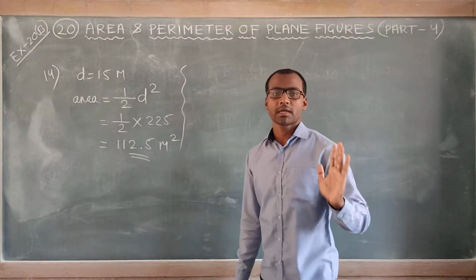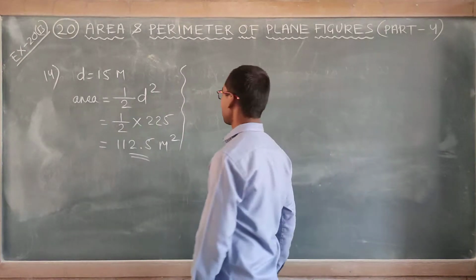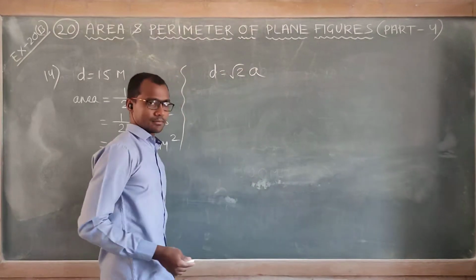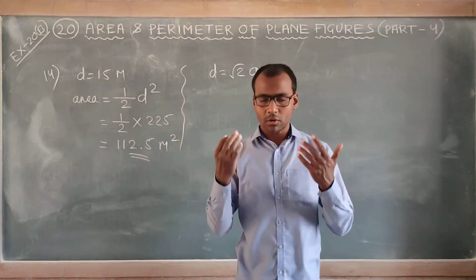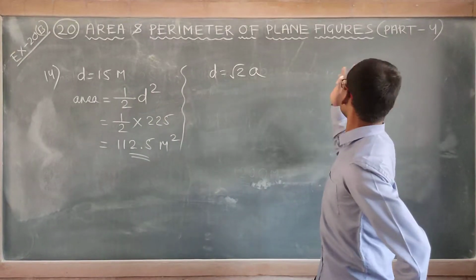There was a relation between diagonal and side. D is equal to root 2 a. Okay, I remembered, I suddenly got it, so I have written this. Okay, I had given this in part 3.